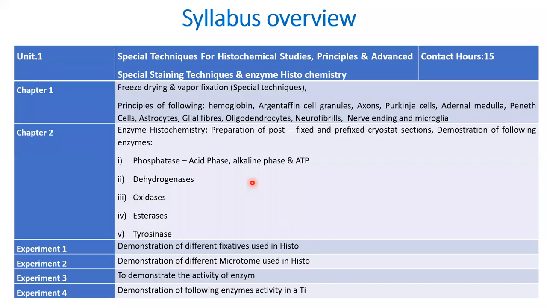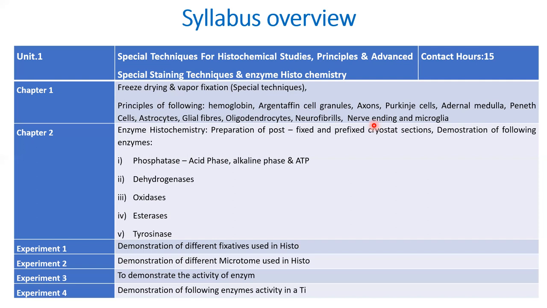So in unit 1, in chapter 1, we have the demonstration of various nervous tissues. Okay, so now let us see the significance of the demonstration of nervous tissue in histochemistry. In immunohistochemistry methods, what are the histological techniques we can adopt in order to identify the neuronal tissue, the nervous tissue? What is the significance of this nervous tissue?